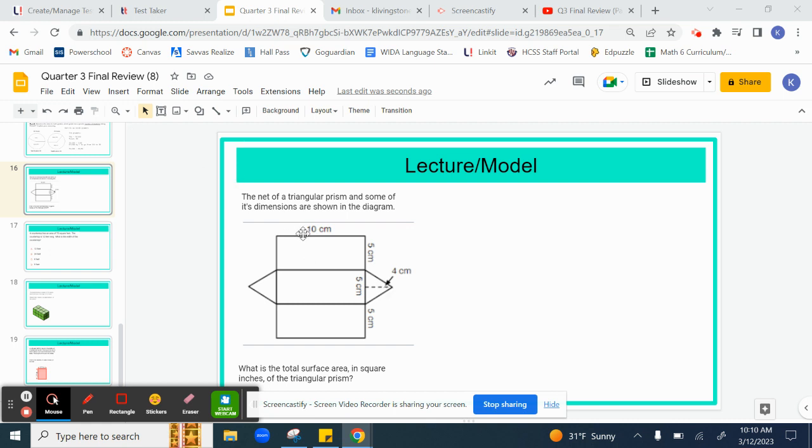All right, so the net of a triangular prism and some of its dimensions are shown in the diagram. What is the total surface area in centimeters of the triangular prism? All right, let's take a look.